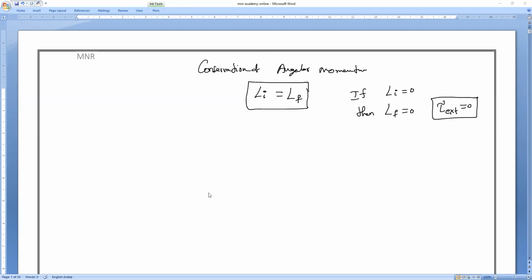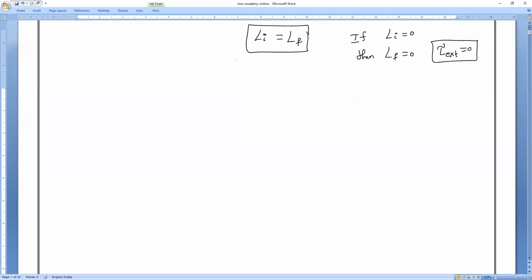Of course, everyone is preparing for JEE as well as NEET. So there will definitely be a minimum 4 or 5 mark question from this concept, conservation of angular momentum. This is one of the most important and easiest topics where you can score marks if you have basic conceptual knowledge. So let us see the sum and we will solve it.